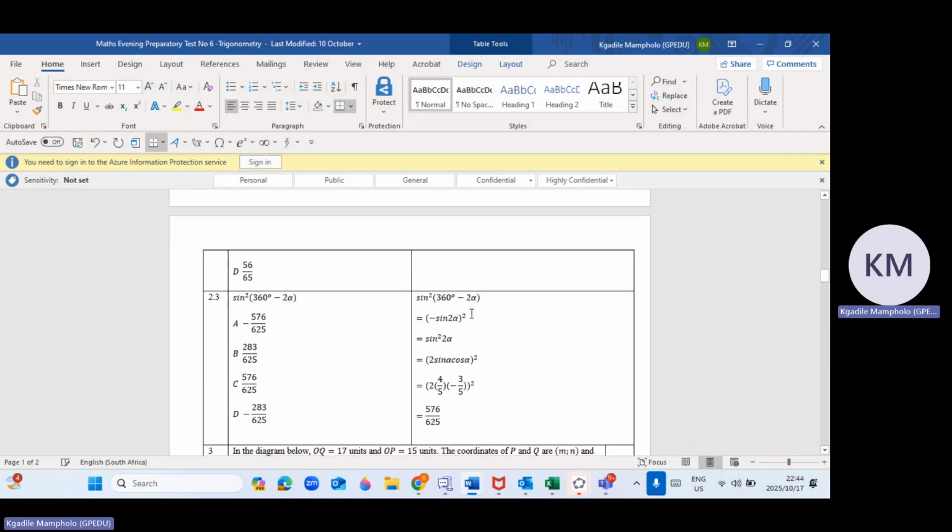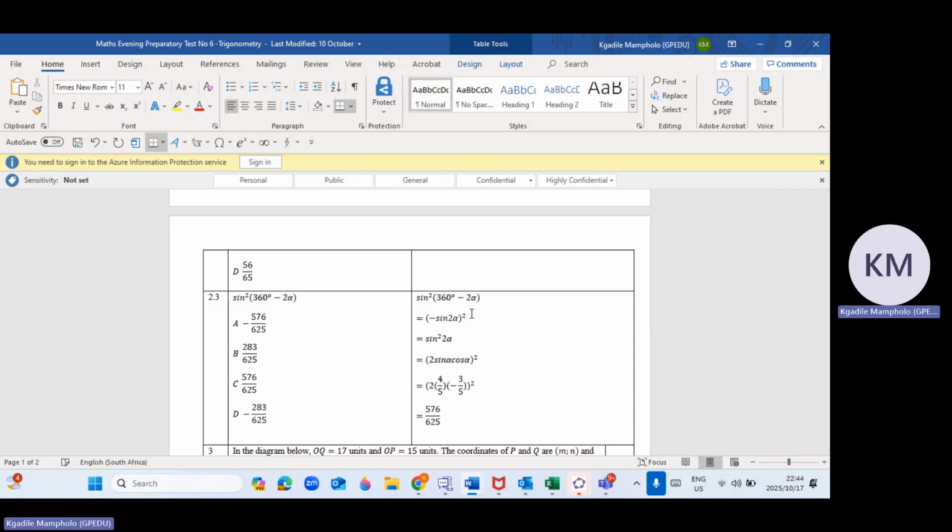2.3 sine squared (360 minus 2 alpha). I know that some learners will be tempted to say that because sine is negative in the fourth quadrant, the answer is negative sine squared 2 alpha. That will be wrong. Remember, if sine is negative in the fourth quadrant, then it's a square.